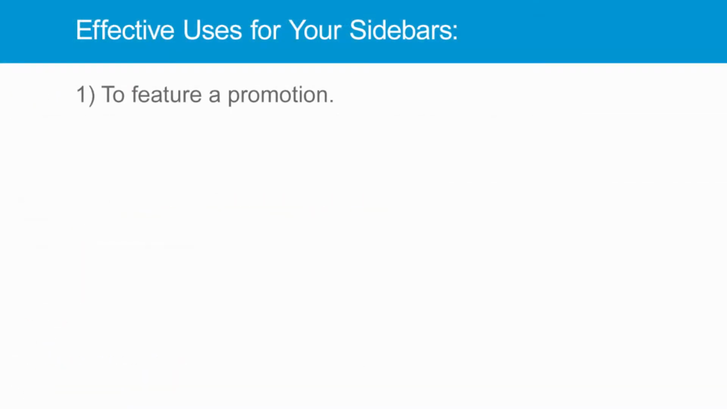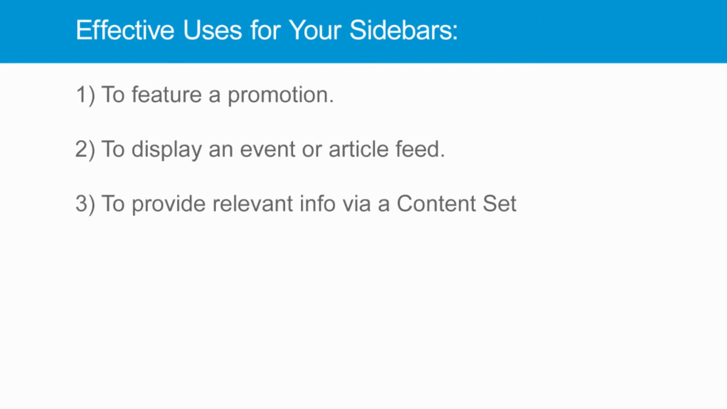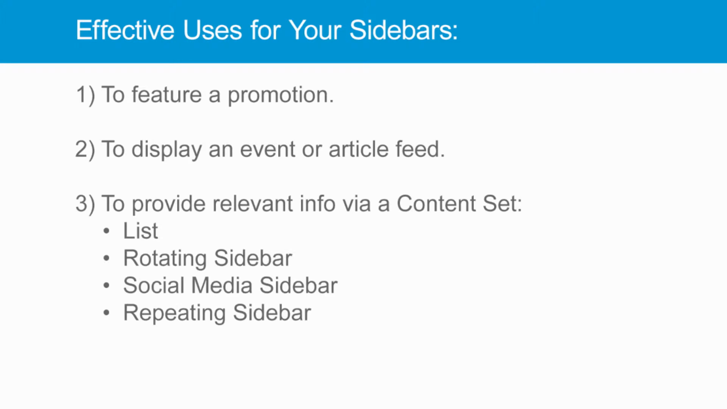Effective elements to feature include promotions, which can be text only, a graphic, or a combination of the two. An event or article feed can also be featured in your sidebar, with the articles displaying based on their publication date and events displaying based on their event date. You can also use content sets to provide more relevant information about your page. The content sets that you can feature include a list of quick links, a rotating sidebar, a social media sidebar, which will feature the icons for the social media network that you use, and a repeating sidebar.